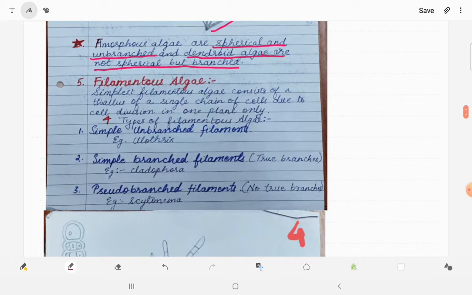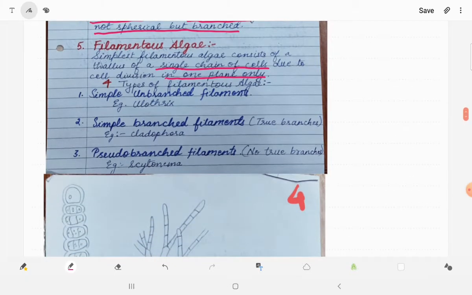Let us move to the fifth algae, filamentous algae. Simplest filamentous algae consists of a thallus of a single chain of cells due to the division of cell in one plane only. Cell division takes place in one plane only, hence single chain of cells is formed in the simplest filamentous algae. There are 4 types of filamentous algae. First is simple unbranched filament.